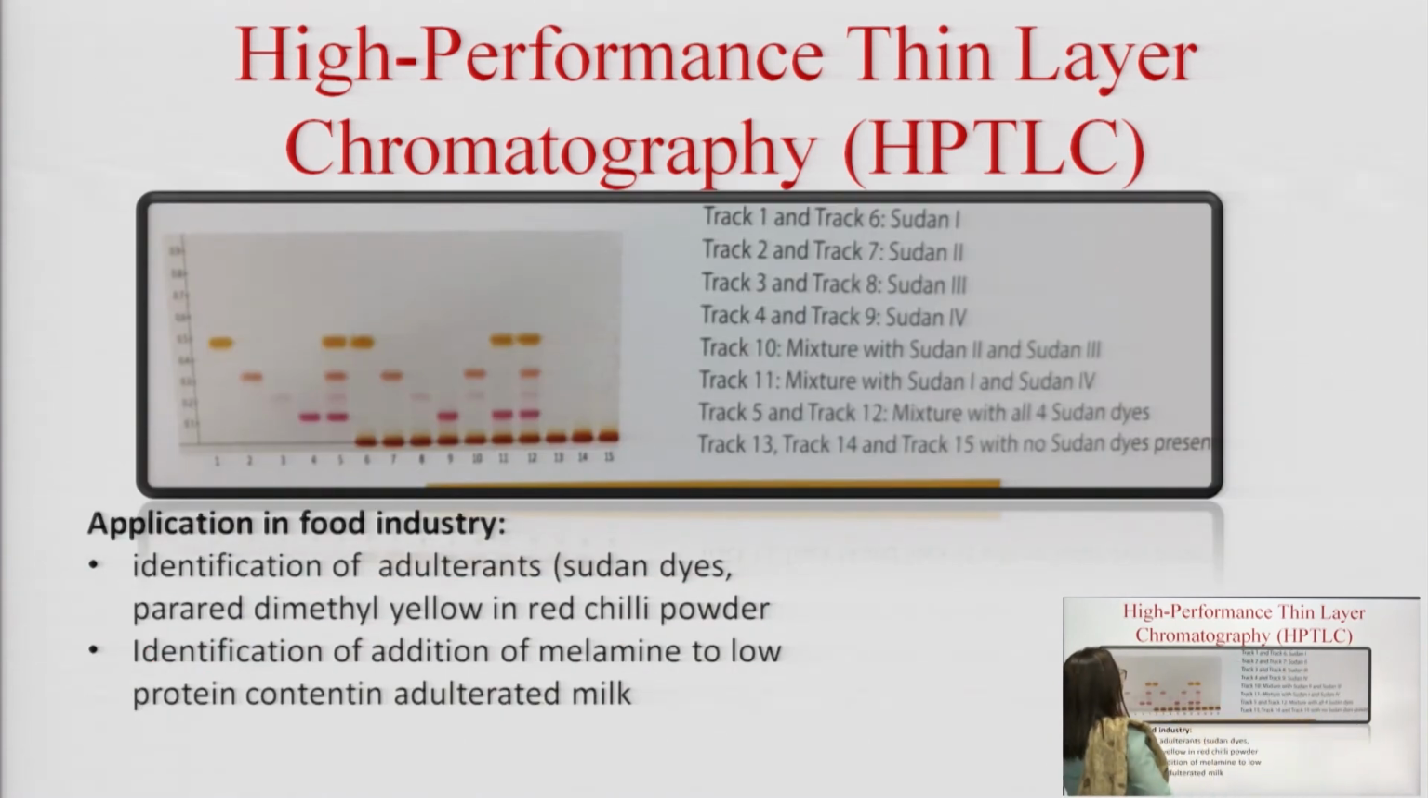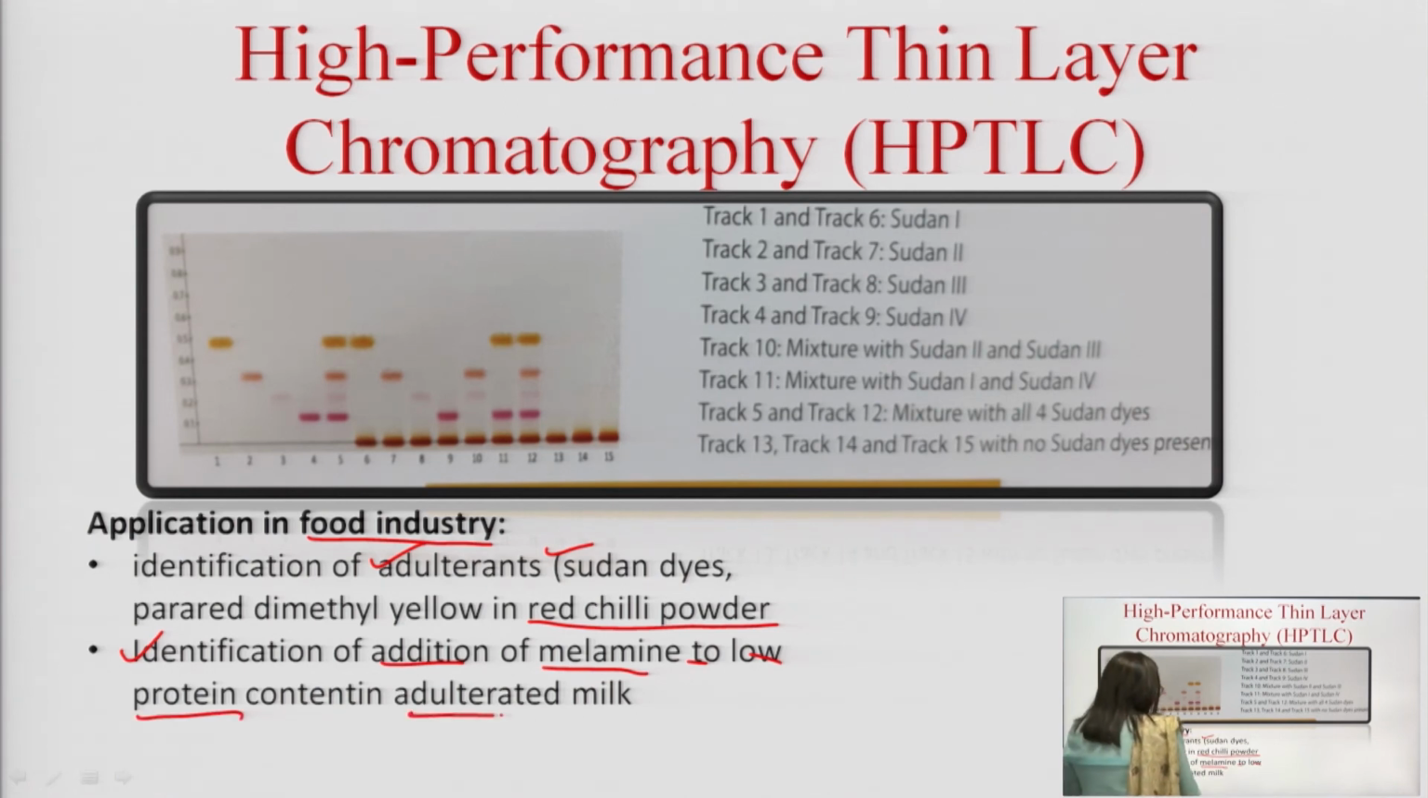Here is another example or application in food industries. From age-old times, HPTLC is being utilized for identification of various adulterants. Here Sudan dyes, dimethyl yellow etc. in red chili powder are identified. Identification of addition of melamine to raise the apparent protein content in adulterated milk is shown as well. So, these are some of the applications.